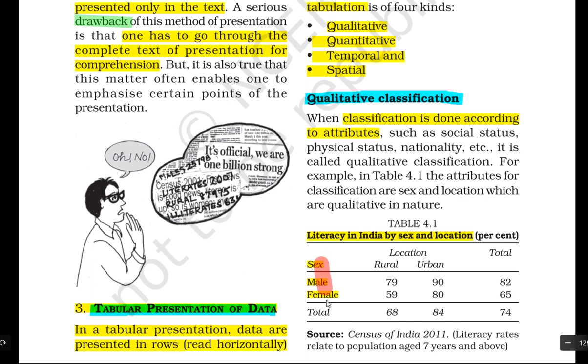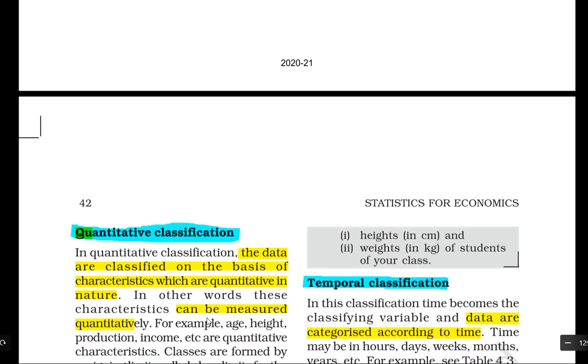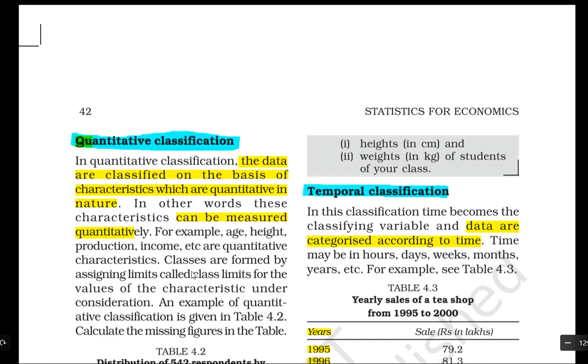So that's why it is called qualitative classification. Now see the quantitative classification. In the quantitative classification, data is classified on the basis of characters which are in quantity. There are various characters which are quantity in nature, like age of the people, height of the people. These are always present in numbers. Your age is in number, but your gender is not in number. Your gender may be male or female, in quality.